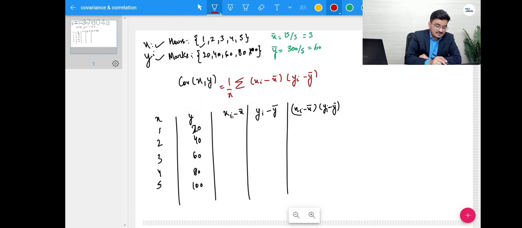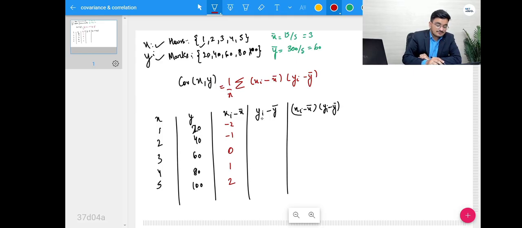Now let's calculate Xi minus X bar. So 1 minus 3 will give me minus 2, right? 2 minus 3 will give me minus 1. 3 minus 3 will be 0. 4 minus 3 will be 1. 5 minus 3 will be 2.